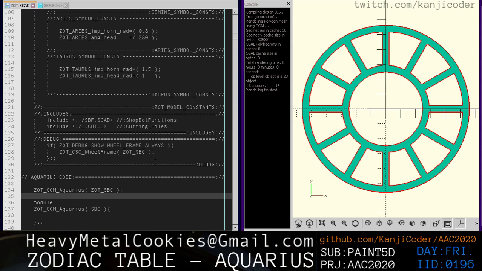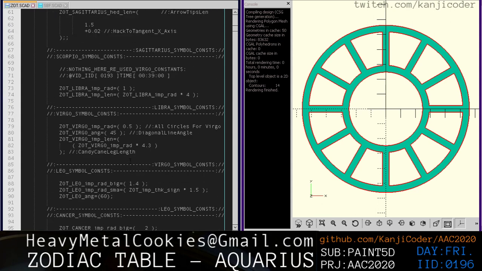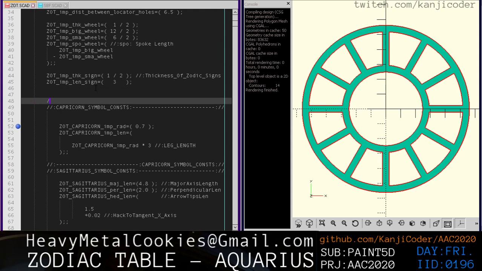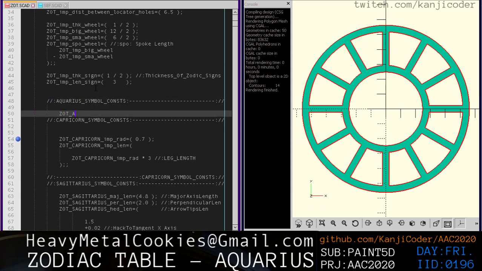I'm thinking maybe 2 inches? I don't know, it's just a guess. So what we're going to do here is go up to here, and we're going to create a section for Aquarius symbol. So Aquarius symbol consts. And my guess is that Aquarius, let's just call it implen, and just call it 2 for now.